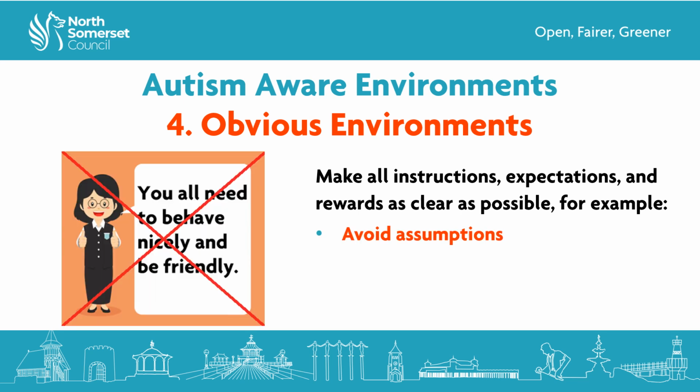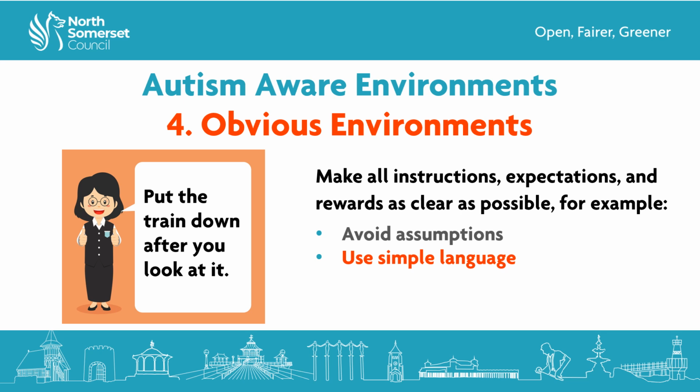We want to avoid giving instructions which require students to interpret or guess what we mean. This includes avoiding assumptions that the student will understand typical social norms or figures of speech by saying things like, behave nicely, or pull your socks up. For autistic children and young people, it's much better to use simple and plain language. Rather than saying, don't hog the train, we could say, put the train down after you look at it.